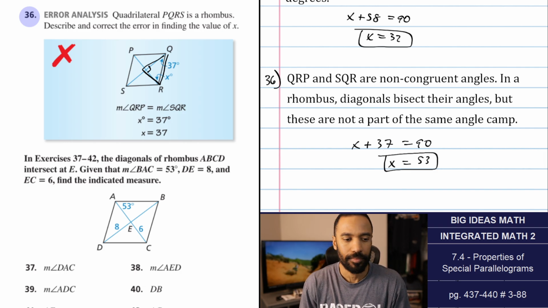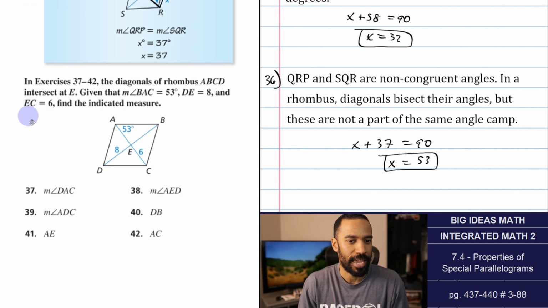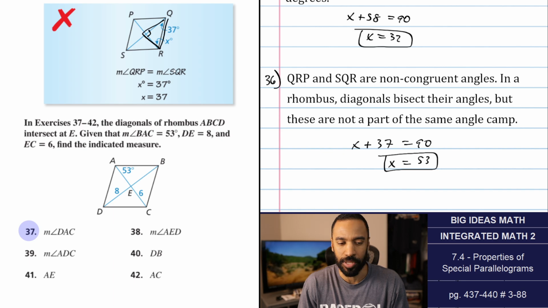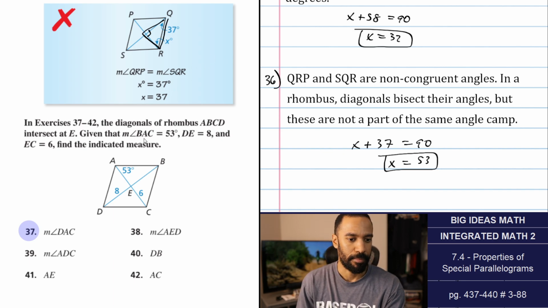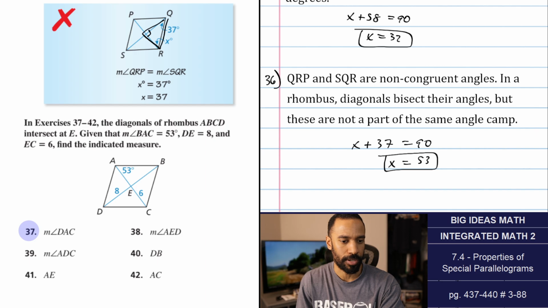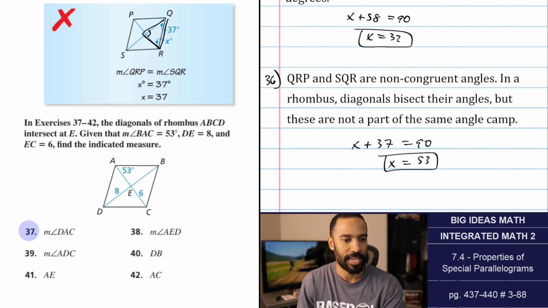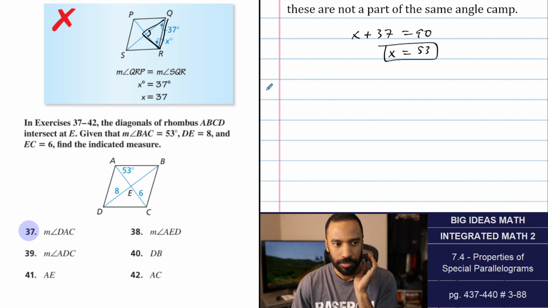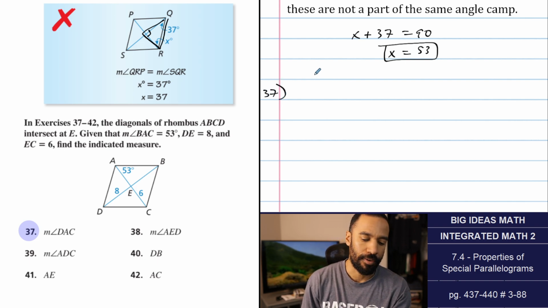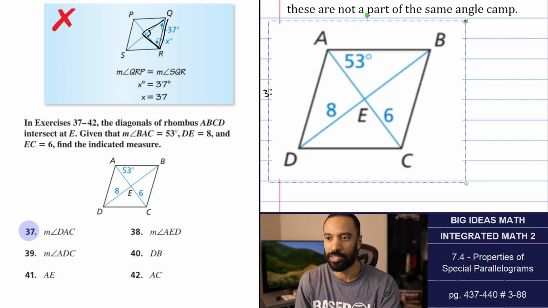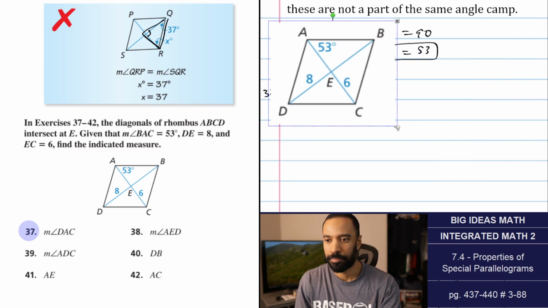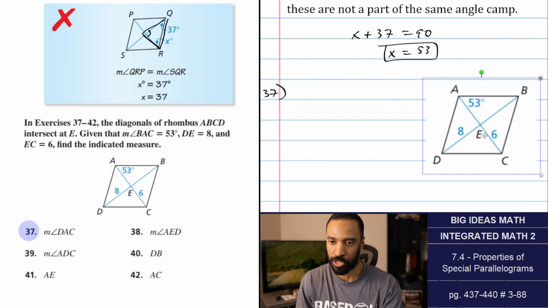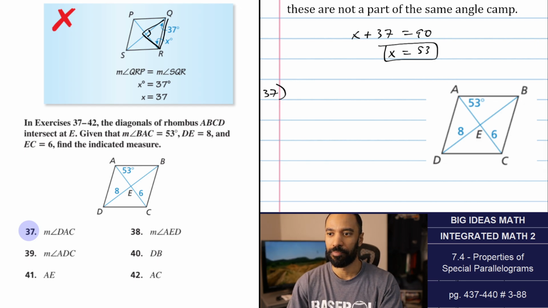All right. Okay, numbers 37 to 42. The diagonals of rhombus ABCD intersect at E. So they did call it a rhombus. Given that measure of angle BAC is 53 degrees, the length of DE is 8, and the length of EC is 6, find the indicated measure. I'm going to copy this over and paste it into my thing. I don't know if these problems are all interconnected. They are, because they're not giving you more information. They're just asking you to find more information. It's already labeled. They do tell you it's a rhombus.